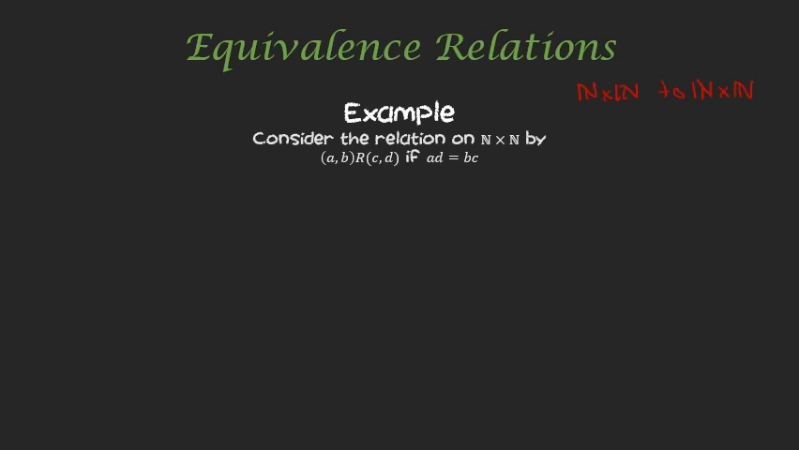So that is, an element of this relation might look like (a, b), (c, d), something like this. So it's an ordered pair of ordered pairs. That's kind of confusing, but maybe it helps to just think about when one ordered pair is related to another ordered pair. So here's our rule for defining when one ordered pair is related to another: if the first coordinate times the second coordinate is equal to the second coordinate of the first pair times the first coordinate of the second pair.